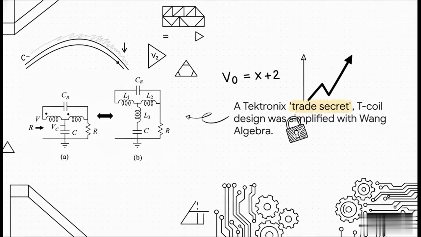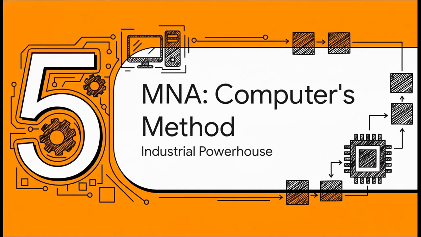And this wasn't just some academic curiosity, okay? This was a seriously powerful, practical tool. At the famous electronics company Tektronix, Wang algebra was one of the secret weapons they used to design really advanced circuits, like this bridge T network. The insights it gave them were so valuable that the details were supposedly guarded as a trade secret. How cool is that? So Wang algebra was a brilliant solution for the human brain.